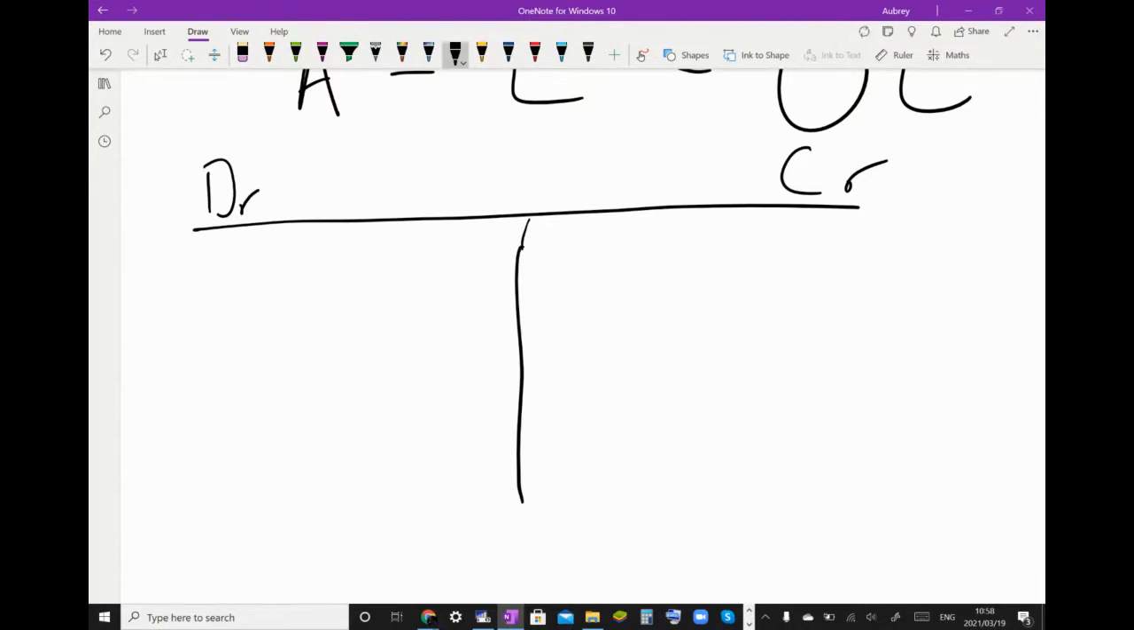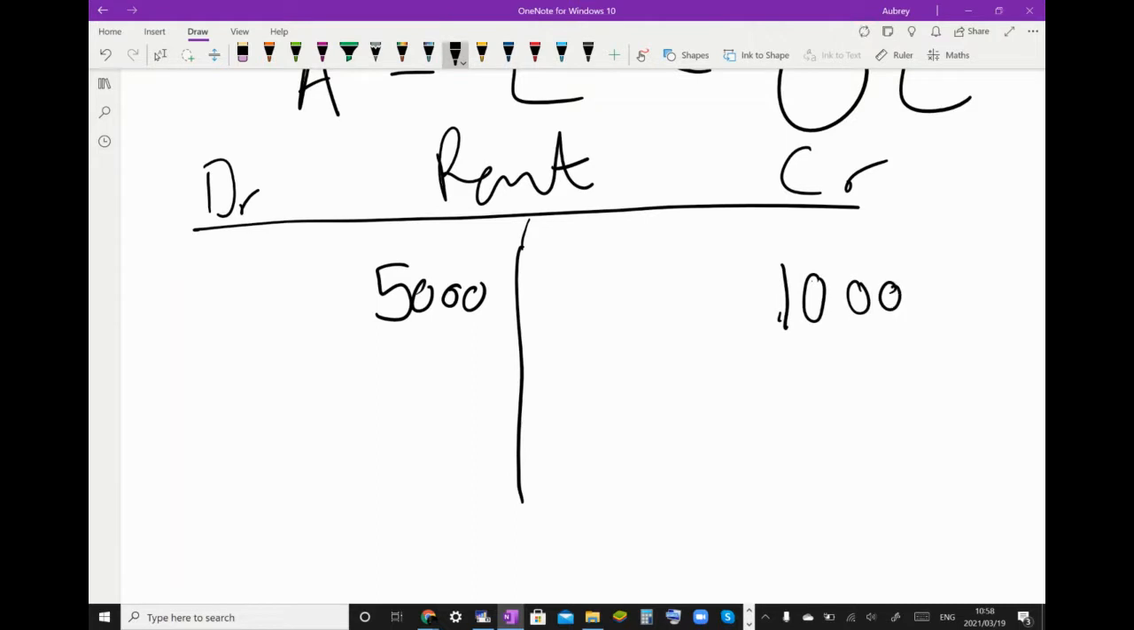Okay. So literally, when we say debit, all we are saying, guys, don't attach anything to it, is the left side. So you see it literally on the left side. When you say debit the rent account, let's say this is the rent account, all we're saying is the amount we're talking about, we're going to put it on the left side. We say credit the rent account by 10,000. All we're saying is put that amount on the right side.